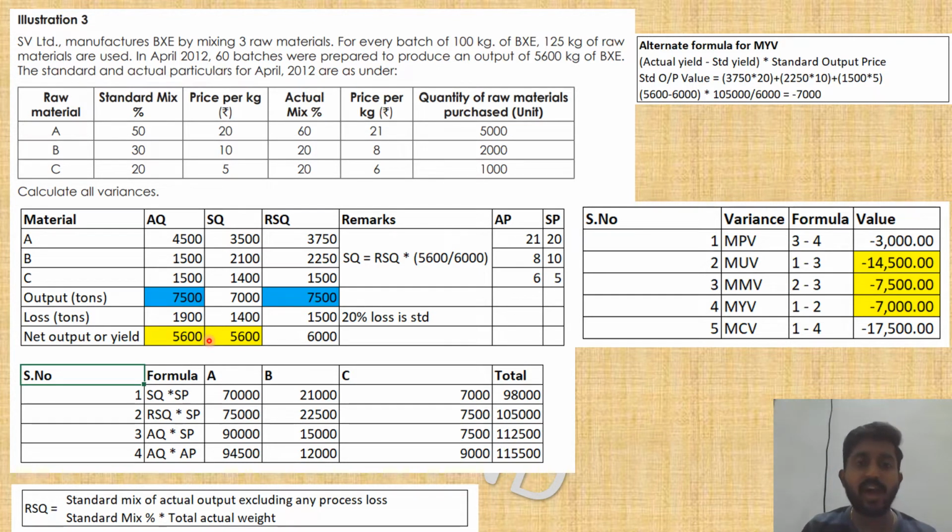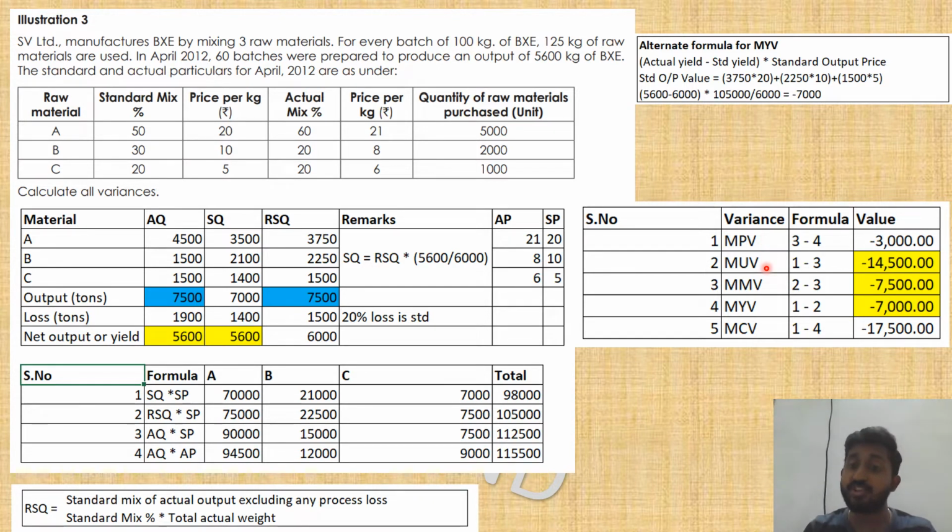Okay, so now we have found all the details. We know the actual quantity, we know the standard quantity, we know the revised standard quantity. Also, it is given in the problem the actual price and the standard price. Now you can directly go and apply the formula and find it. So you know what is the material price variance? Price variance is a change in the price, which means (standard price minus actual price) multiplied by the actual quantity.